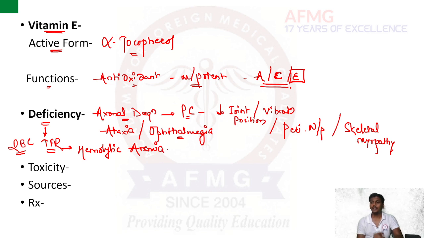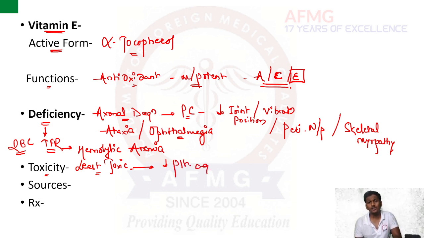Please remember this. If I talk further about the toxicity of vitamin E, please remember, if they ask you the least toxic fat soluble vitamin, then your answer should be vitamin E. Usually if there is toxicity of vitamin E, there would be decreased platelet aggregation. This is not important to remember, you can just skip it.